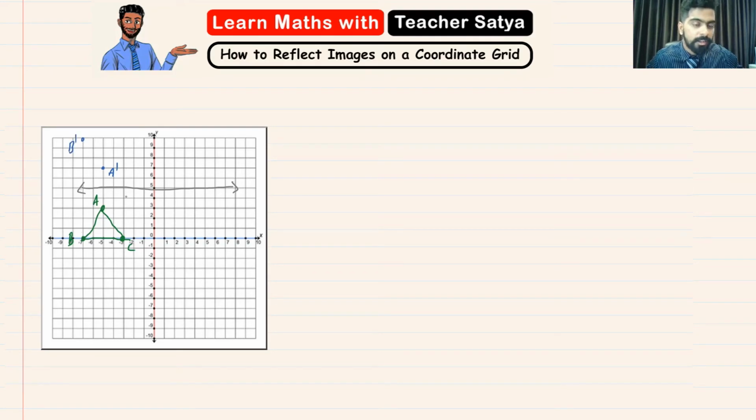All right, guys. Let's do the same for C prime. C is 5 units down, therefore C prime will go 5 units up. And once we finish it, we draw the picture. And this will be the image. Alright guys, and that is how we reflect images on a coordinate grid.